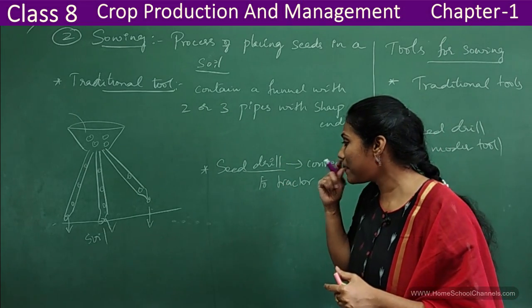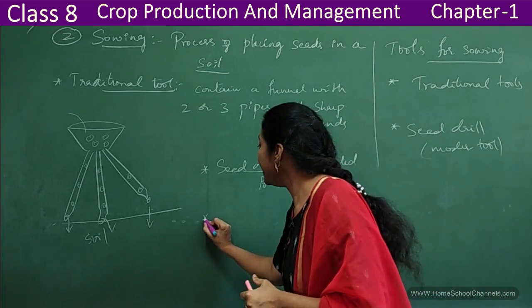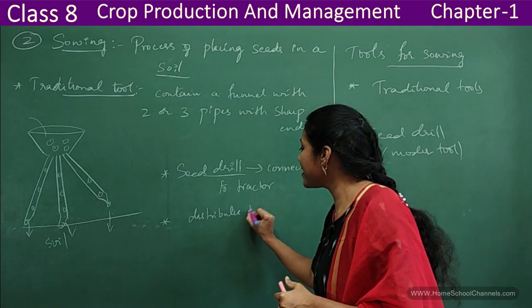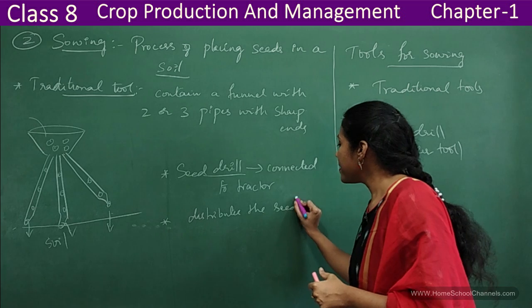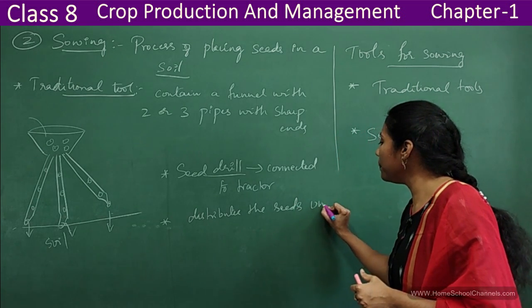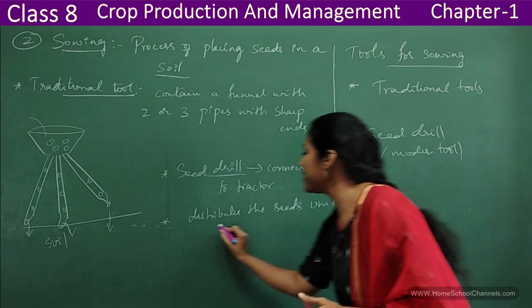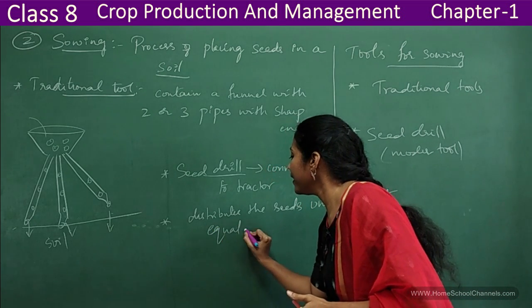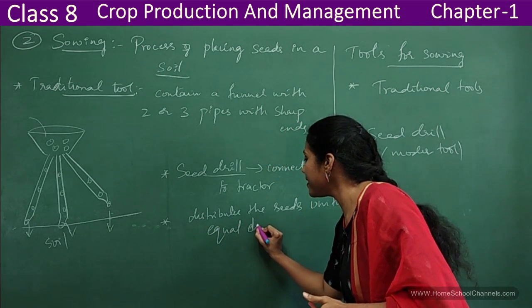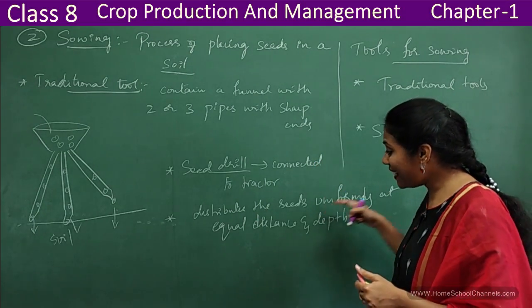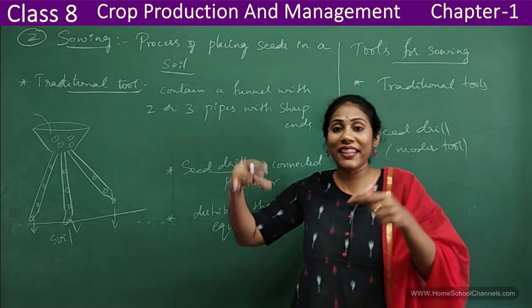Okay, it's because the seed drill distributes the seeds uniformly at equal distance and depth. Okay, so seeds are placed in depth, and they are placed with equal distance.